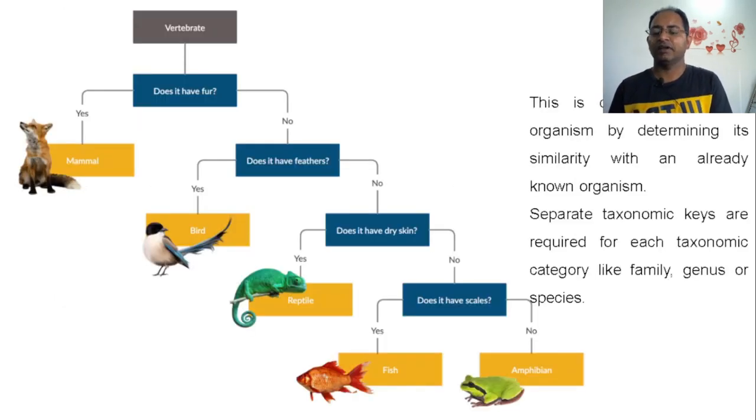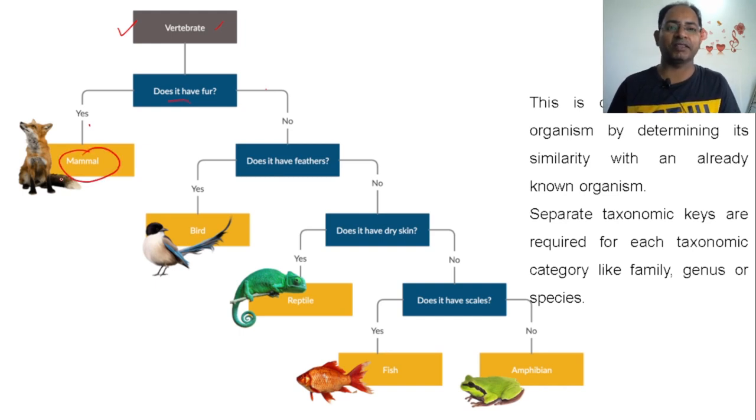Say for example, there is one organism you found. Obviously, you have two options. First thing that will come to your mind is, is it an animal or is it a plant? So two contrasting characters. You recognize it as an animal. Now again you ask the question, does it have a vertebral column or not? Either it has it or it doesn't. If it has, you accept it as a vertebrate. Again, you ask the two questions. Does it have fur or not? If yes, it has a vertebral column and it has fur also, it will surely be a mammal.